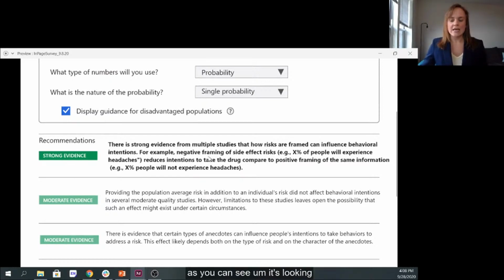So here, as you can see, it's demonstrating that there's strong evidence that the way that things are framed change how much people want to take a specific behavior. So for example, if we're talking about hospitalization, people will be more likely to adhere to a specific behavior if we frame something that's going to happen positively. So this percentage of people were hospitalized, as opposed to if we talk about the percentage that were not hospitalized.